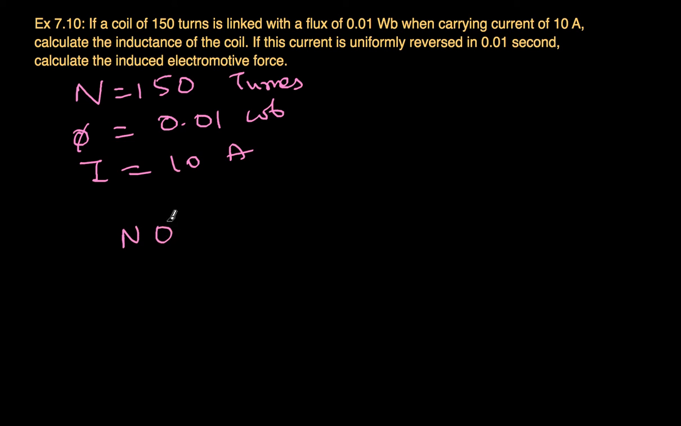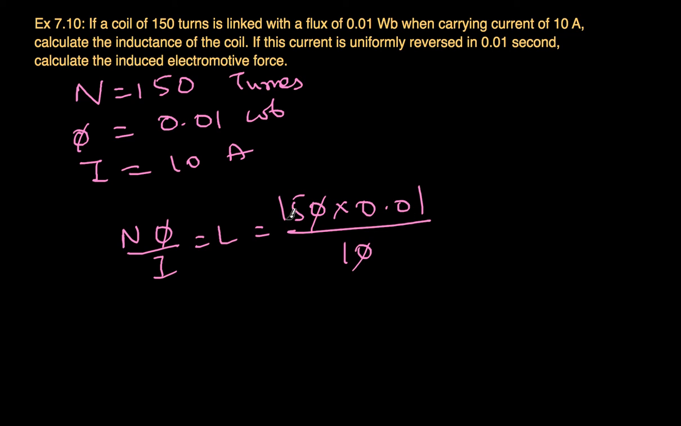Again, N phi by I equals L. So 150 into 0.01 divided by 10. So 15 into 0.01, so it is 0.15 Henries. So this is the inductance of the coil.